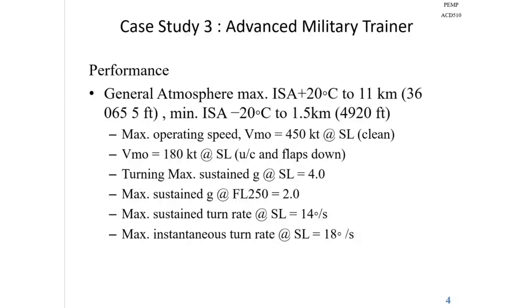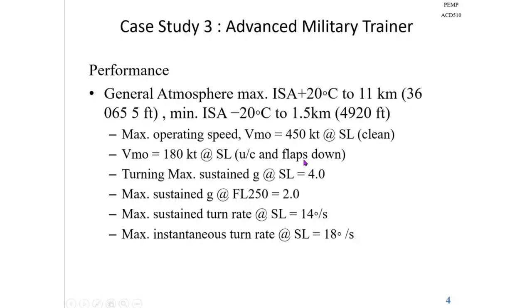V suffix MO is 450 knots at sea level clean. Clean meaning there are no external stores, missiles and bombs and stuff. Okay, maximum velocity 180 knots at sea level, undercarriage and flaps down. So that means when your undercarriage and flaps are down, you have to compute a different drag than what you had here. Undercarriage and flaps down means that basically you're nearing the landing or touchdown case. Sustained turn rate is 4 degrees per second, which is pretty.